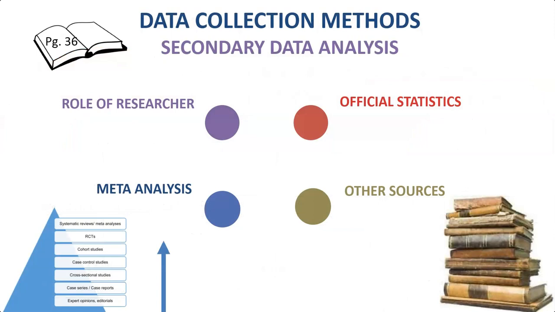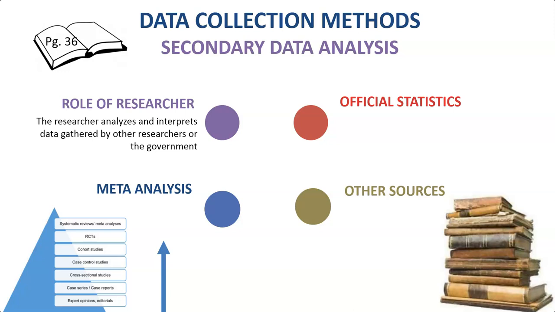Secondary data analysis as a data collection method uses researchers to analyze and interpret data that's collected and gathered from other researchers or the government. A meta-analysis, for example, interprets data that's been gathered by other researchers. So you take all of the studies that have been done and you analyze the data that's within them. These are called systematic reviews or meta-analysis, and they're often considered the highest standard of research.